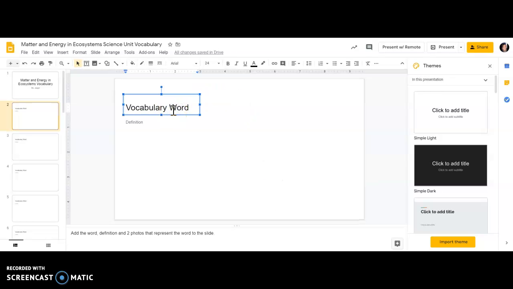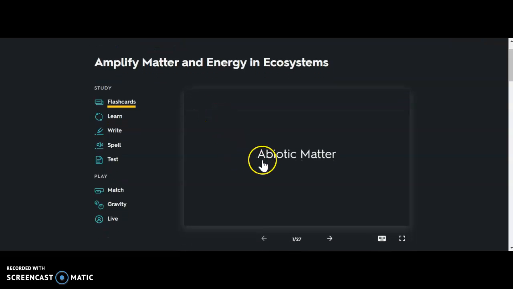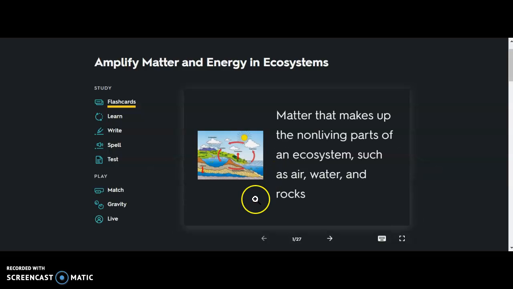So I'm going to start by finding my first vocabulary word. When I go back to this study set, I see that my first vocabulary word is abiotic matter. Already when I see that, I see this word part bio, and I know that bio means life, like biology. That's the study of life in sciences. So I'm already thinking that this is probably going to relate to life in some form, okay? When I click on that card, it's going to give me the definition and a picture.